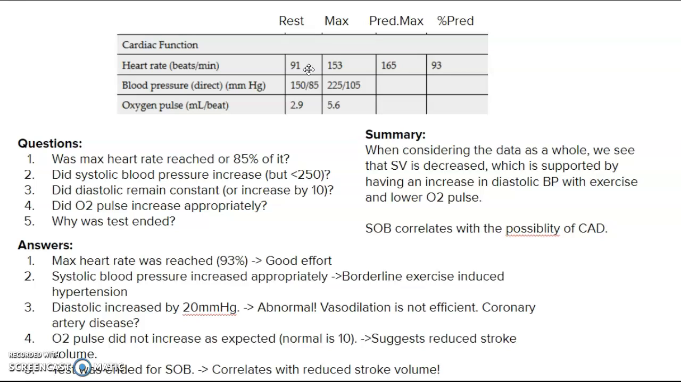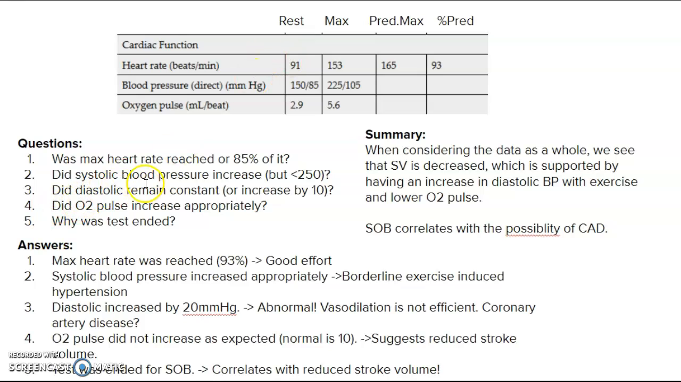We'll go with that. Then calculating out their max heart rate, we see their predicted max would be 165 and their max achieved was 153. So that means their percent predicted was 93%. If we just look at that 93% of predicted, we would say, hey, they have some good effort. But keep in mind, their heart rate was already elevated. So you have to take them all into consideration and weigh them.